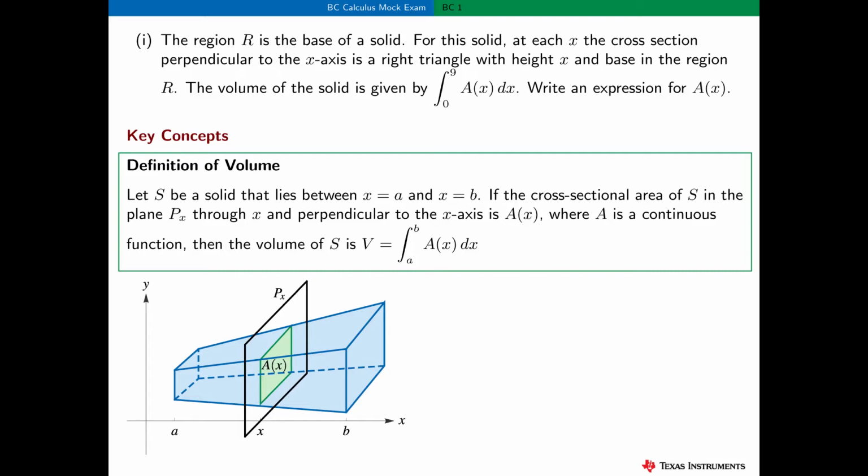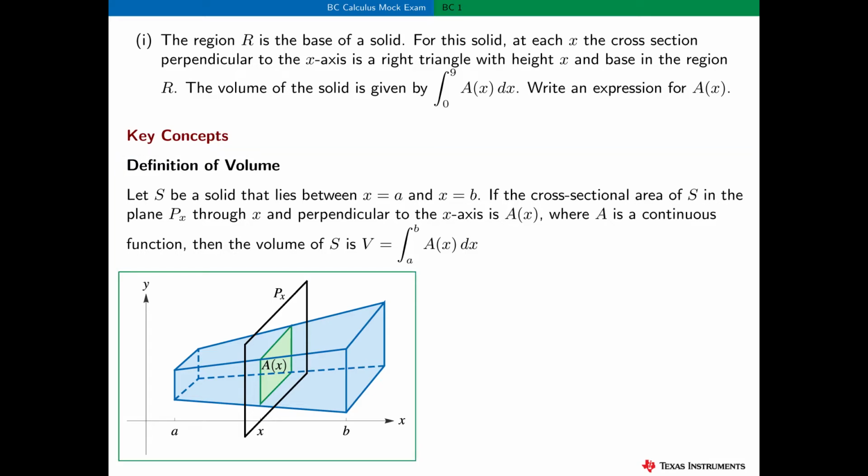This is a very general definition of volume, and I usually use this to derive the formula for volume by disks and volume by washers. The real skill in these general types of problems is the ability to find an expression for capital A of x from the description of the solid.